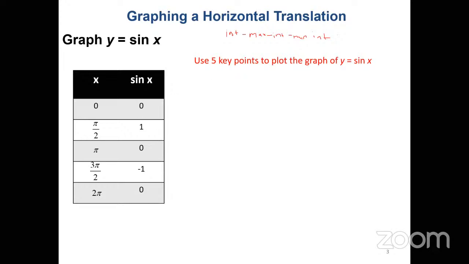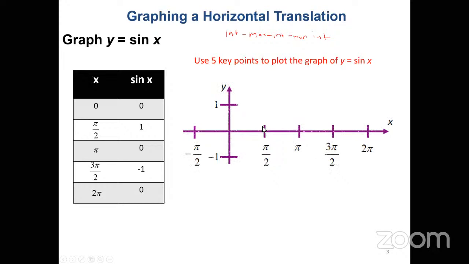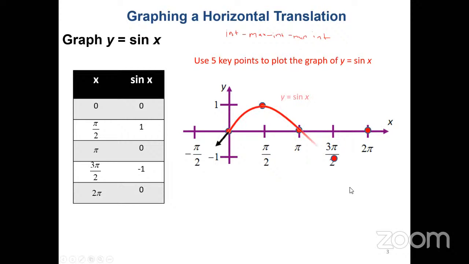Okay, so here is the graph. We have the X and we have the Y. 0, 0 is the intercept, the max, the intercept, the min, the intercept, and then you have a smooth curve, right?